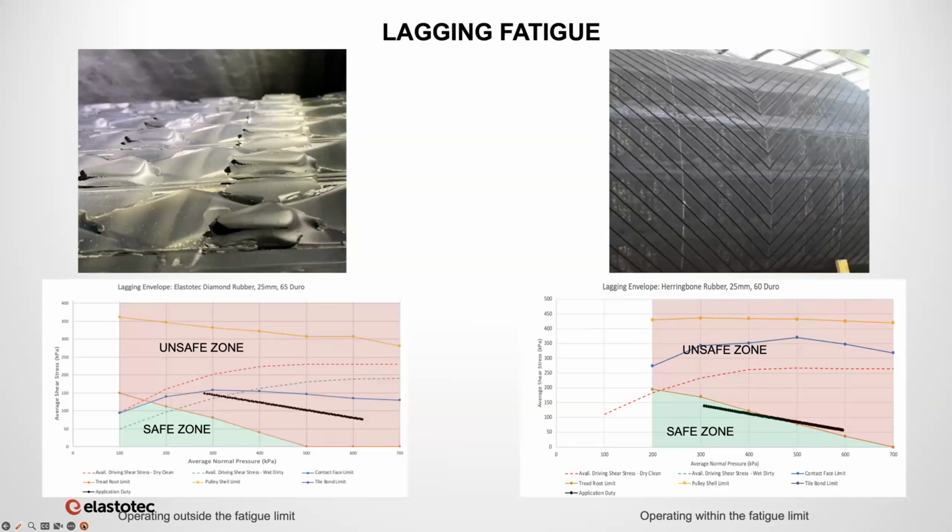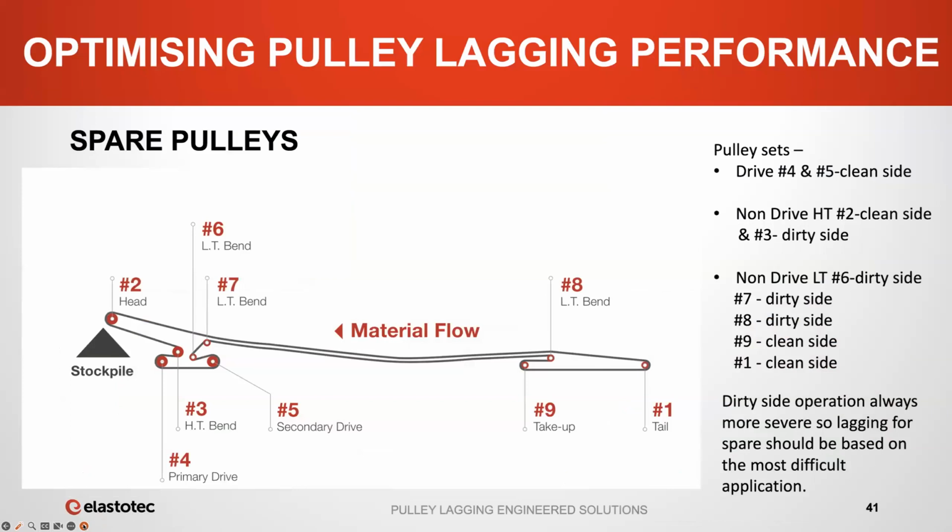The last thing that we will look at is spare pulleys. Lagging selection for spare pulleys. Often a spare pulley will be used to cover more than one location. This diagram is for a large gearless drive conveyor operating in Peru. The pulleys are split into 3 groups. We have the drive pulleys, which is number 4, number 5.